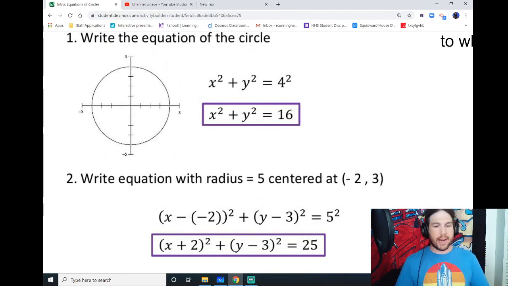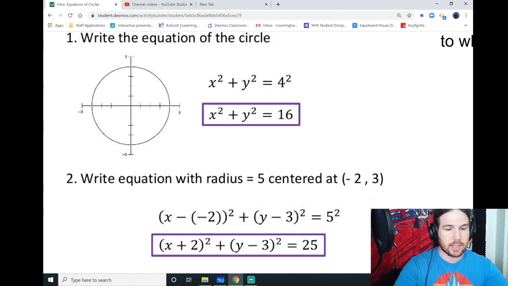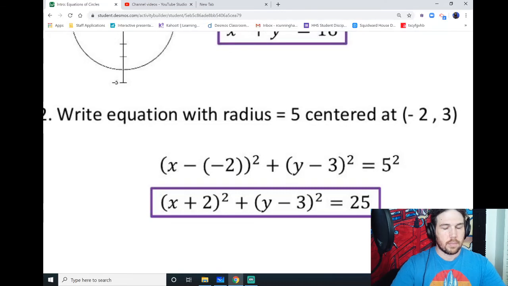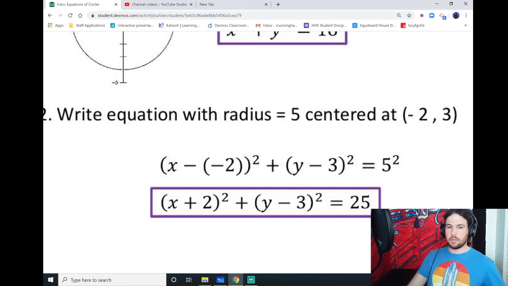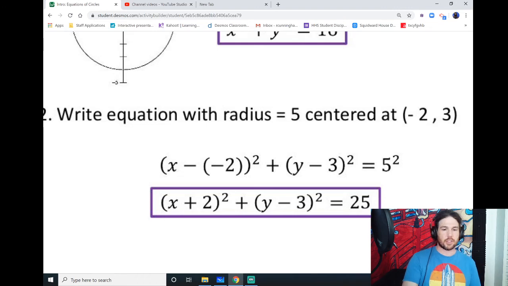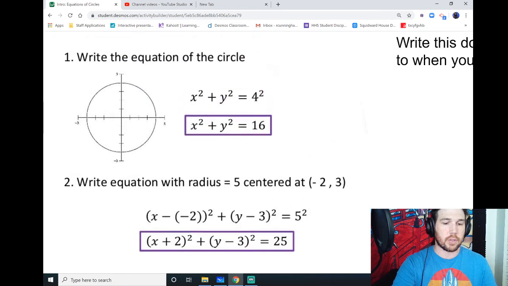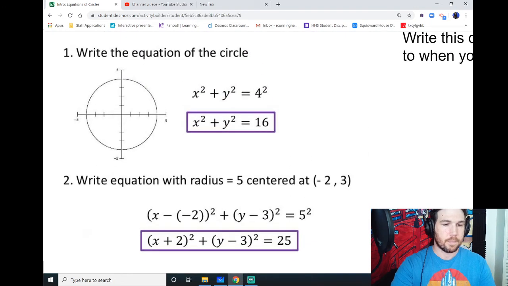Write an equation with a radius of 5 centered at -2, 3. So again, I really like what this does. X minus -2. X minus h is -2, k is 3, r is 5. X minus -2 squared plus y minus positive 3 squared equals 5 squared, and then you simplify that to x plus 2 squared plus y minus 3 squared equals 25. I believe we have only one more of these slides to go.